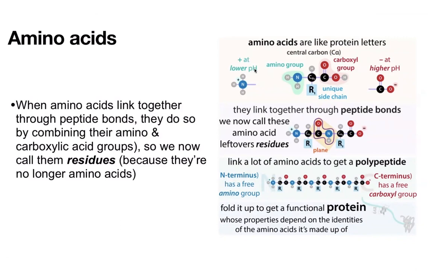Speaking of being on the same page, we need to be on the same page about what I mean when I say residue. So remember that amino acids are called amino acids because they have an amino group and a carboxylic acid group. But then those groups link together when they form peptide bonds. And so we call what's left over the residues. So what was an amino acid, now in the context of a protein, is technically a residue, although we often use these terms interchangeably.